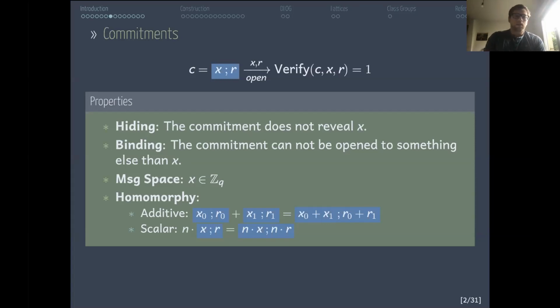And I will keep it fairly abstract, or very general, for now. So I make no other assumptions about the commitment scheme in the beginning. I will only go into details later on when I talk about a specific setting. But for now, this will be the commitment scheme that we will work with.